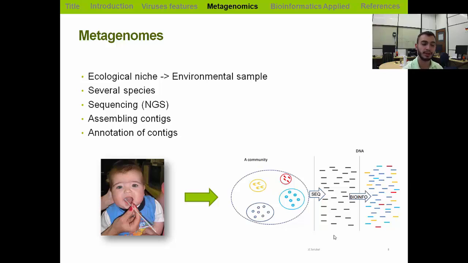Sometimes you can obtain entire genomes from the metagenomic data, but that's not usual. That's not what always happens. You can assemble different contigs that came from different genomes from an environmental sample. This is metagenomics.